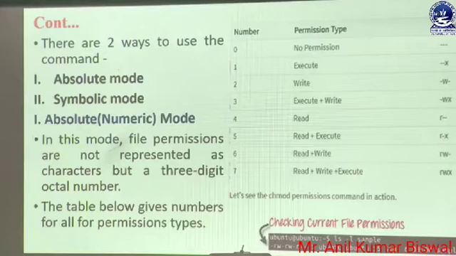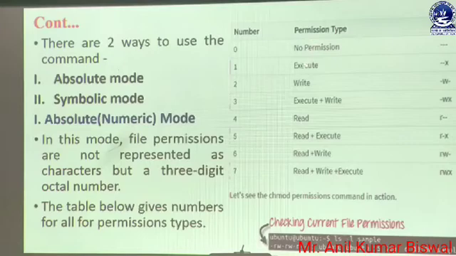First of all, we are learning the real use of absolute mode in our Unix system. In absolute mode, the file permissions are not represented as characters but as a 3-digit octal number, so a user can put a 3-digit octal number as the file permission in our Unix system. Similarly, here we have a table with the number of permissions included in this part. In that table we have a number like 0. 0 means no permission. Then number 1 means execute.